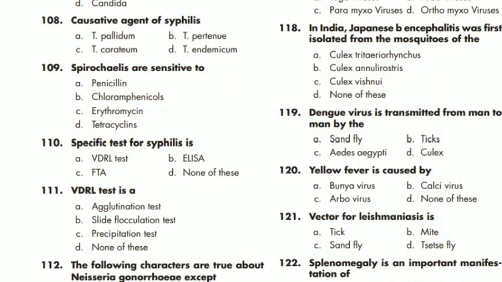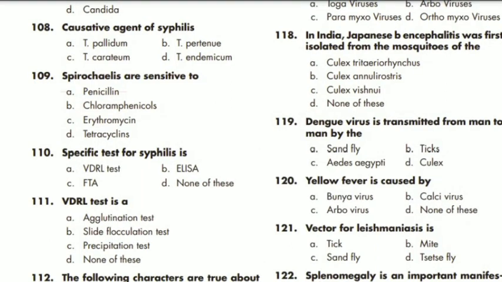110 MCQ says the specific test for syphilis. The specific test for syphilis is actually the VDRL test. A is the correct option.